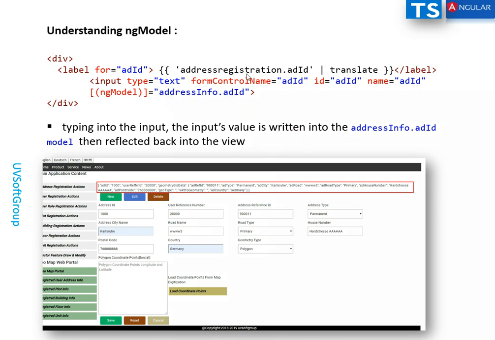So, understanding of NG models, there's the same example. I try to give you detailed pictures of that one. You see the input form for the address registration form, and if you type, like I type in 1000, 2900, this is the view, and it automatically syncs to the models, the UI component models.